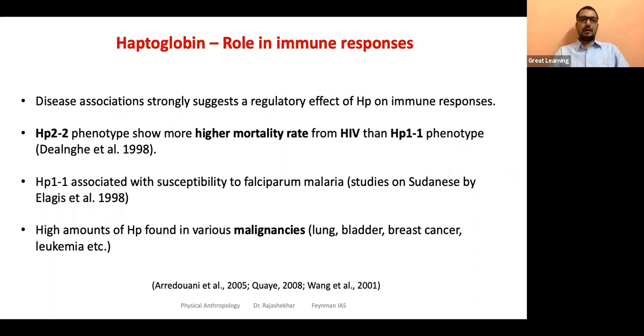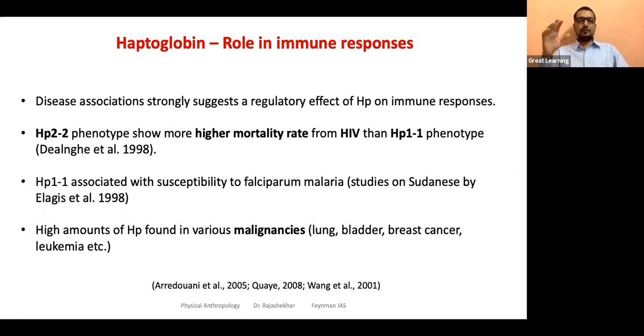Such disease conditions are showing some connection to HIV, with high mortality rate with certain forms of haptoglobin. HP11 seems to show higher mortality. Similarly, malaria, a particular form called falciparum or brain malaria, malaria that affects the brain function, which is the most dangerous form of malaria, more common in Africa, less common in India. Such falciparum malaria also seems to be associated with HP11, the homozygous condition, and also some connection to malignancies, various different types of cancers, with the haptoglobin levels.